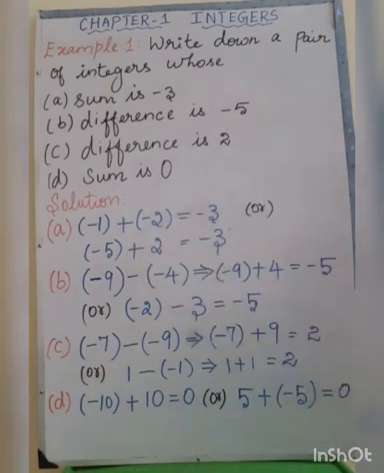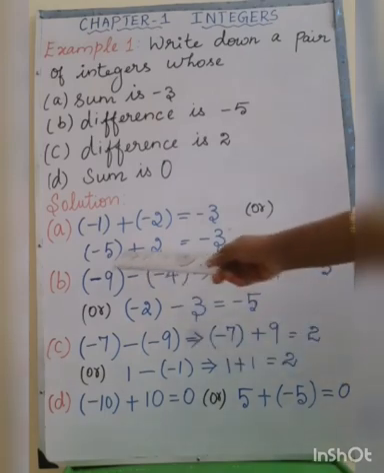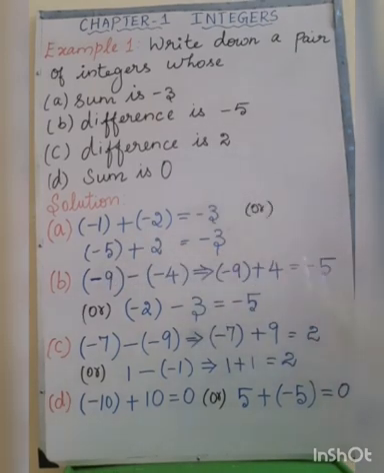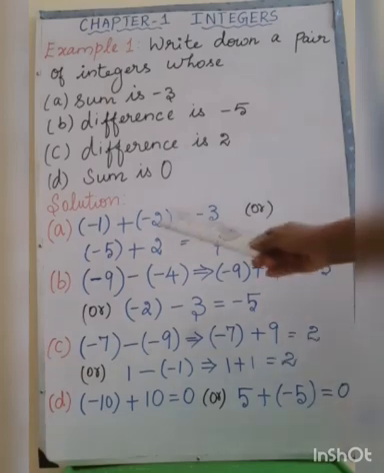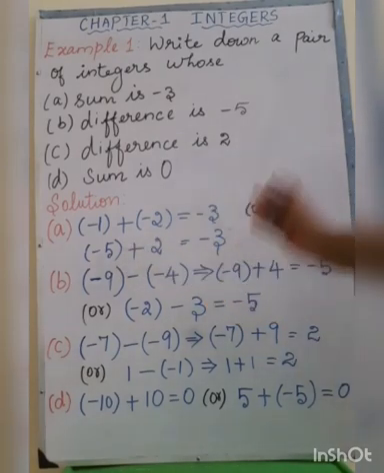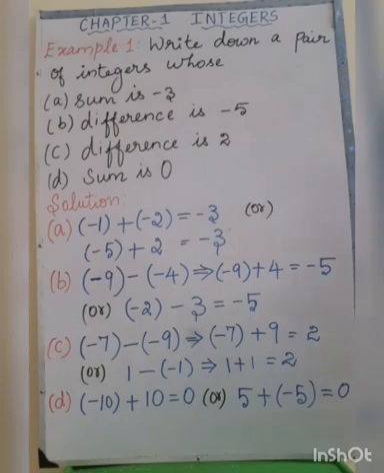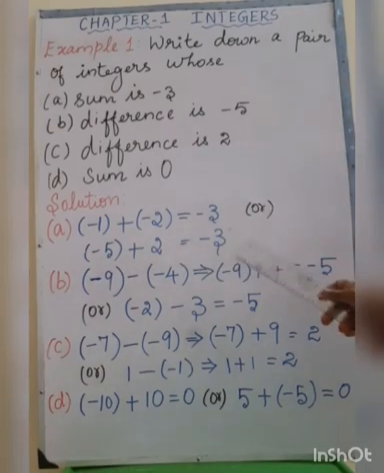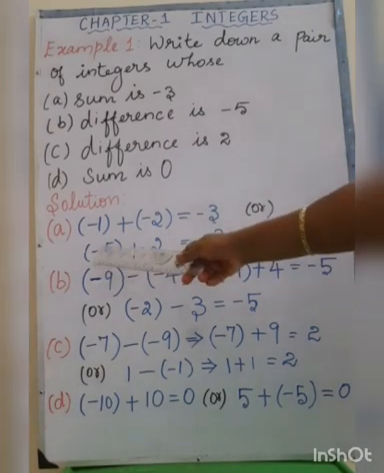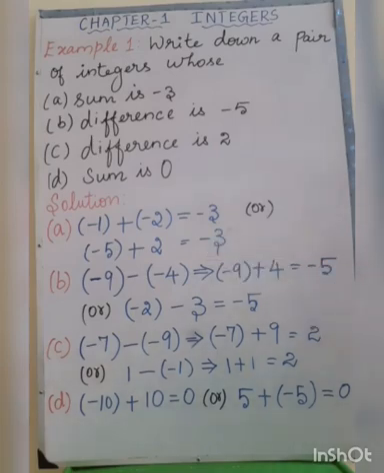The second solution for A: minus 5 plus 2. Minus 5 is a negative integer, 2 is a positive integer. So you subtract the numbers, but put the sign of the bigger integer. Minus 3 is your answer.